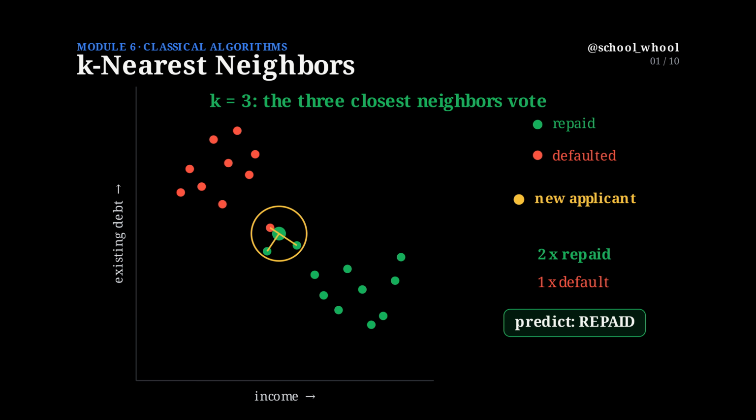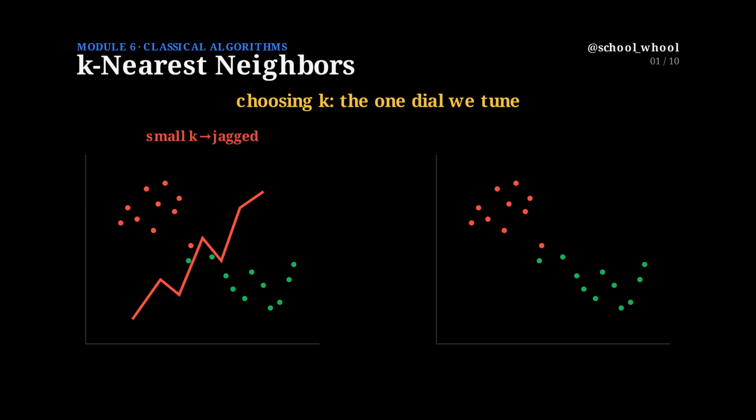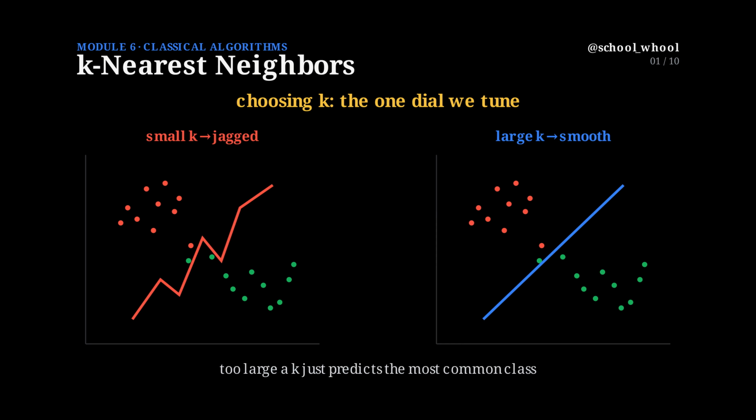So how many neighbors should we use? This is the one dial we get to tune. Too few, and the boundary between classes turns jagged, chasing every noisy point. Too many, and it blurs. With a huge K, you'd simply predict the most common class every single time. We look for a balance in between.